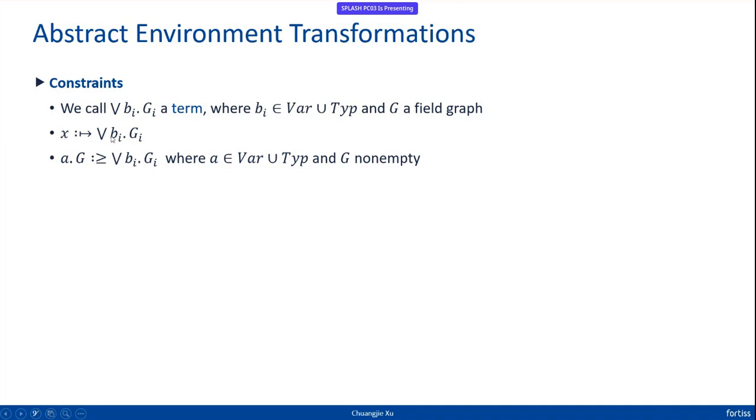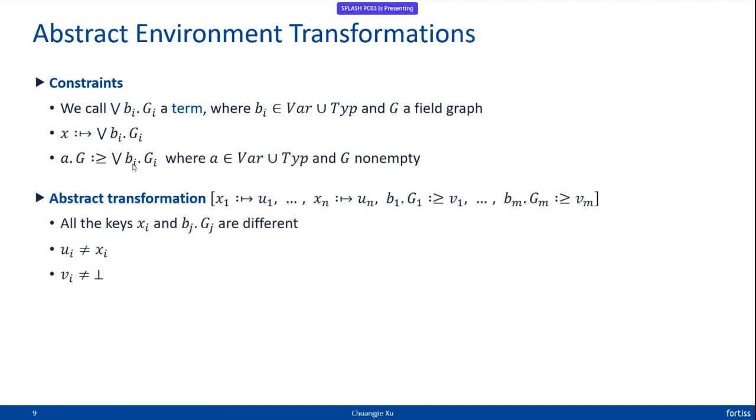So we have this equality constraint for variables and some subtyping constraints for the fields. So these are our constraints. And then what is an abstract transformation? It is just a set of constraints, or a map from some keys to the terms. Because this is a map, it requires that all the keys here, like the x_i's and the graphs b.g, should be different. Moreover, we require that the terms for variables should not be the same as the variable.